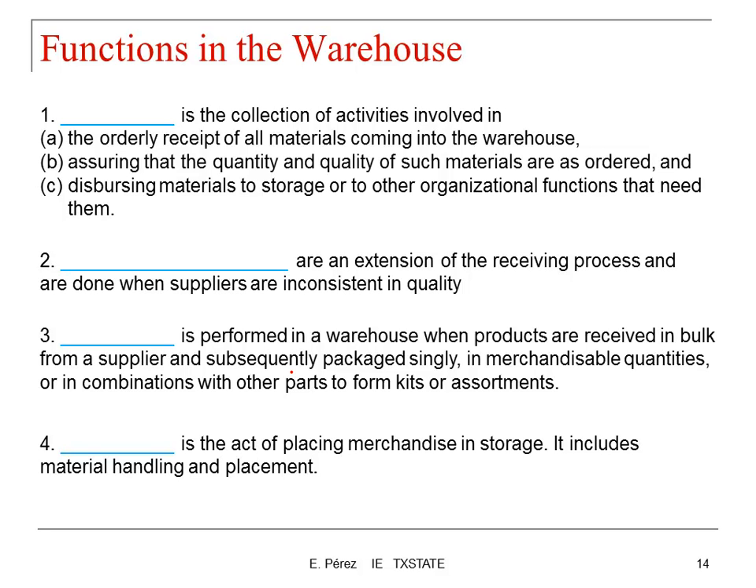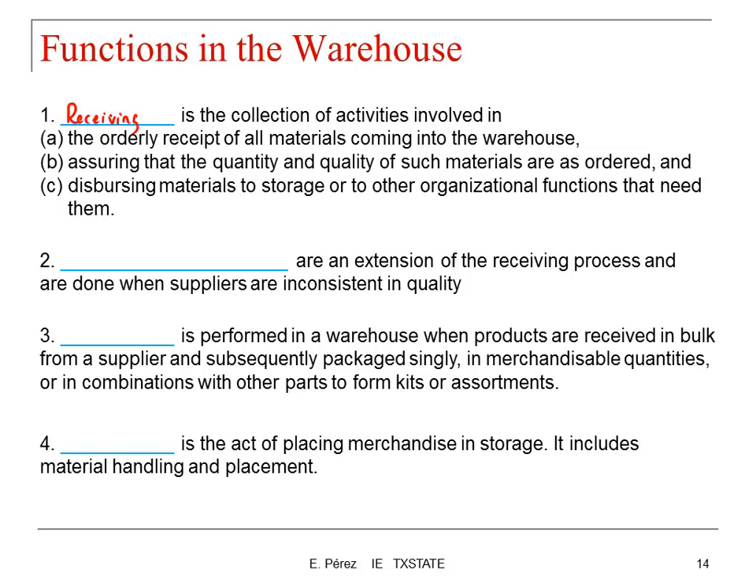So in terms of the functions, the first function is receiving, which includes the orderly receipt of all materials coming into the warehouse, assuring that the quality and quantity of the materials are as ordered. So you need to make sure that you're receiving the right number and that all those units are in good shape, and disbursing materials to storage or to the organization functions that need them.